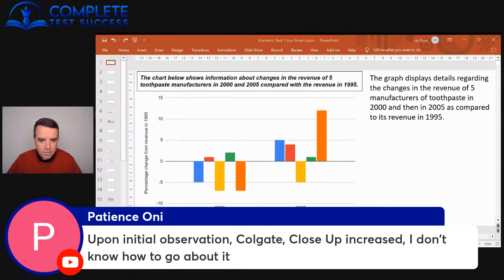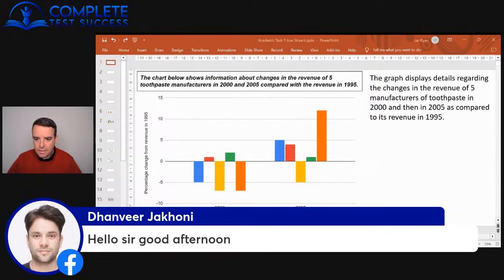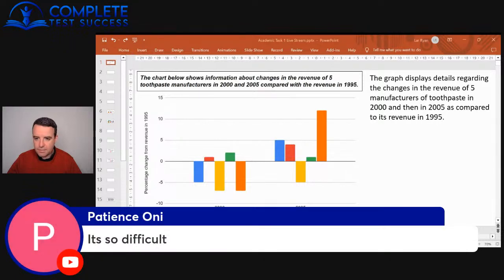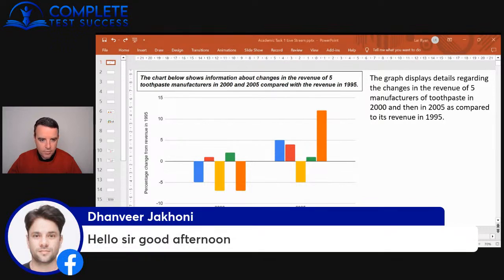Patients: upon initial observation, Colgate close-up increased. I don't know how to go about it. Yeah, it's difficult, patients. I get you for sure. But then when did it increase, and in comparison to what? It's so difficult. Absolutely. I'll show you an example now, and you'll understand it more clearly in a moment.